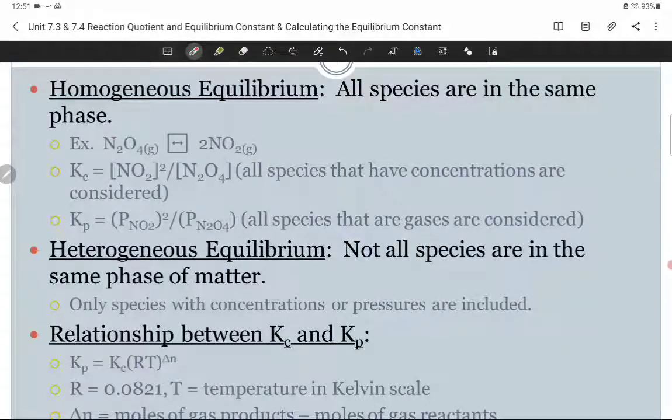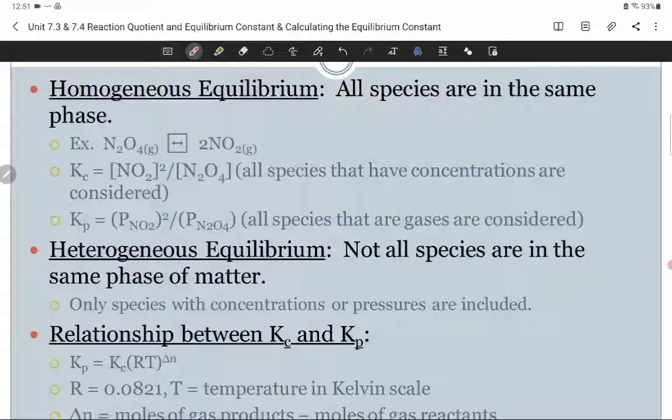If you were going to do Kp, no brackets this time, but you have the capital P, so that's the partial pressure of a particular gas. And again, the same coefficients are raised to the power of. If it's heterogeneous, well, then lots of reactions are heterogeneous, and we'll have a couple examples of those.